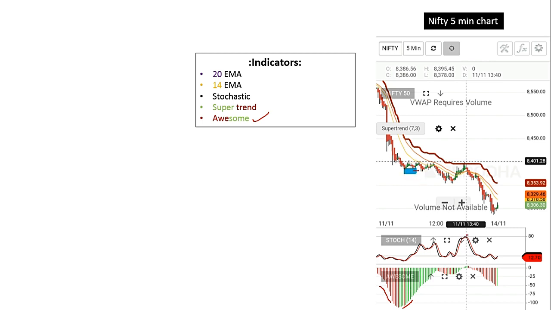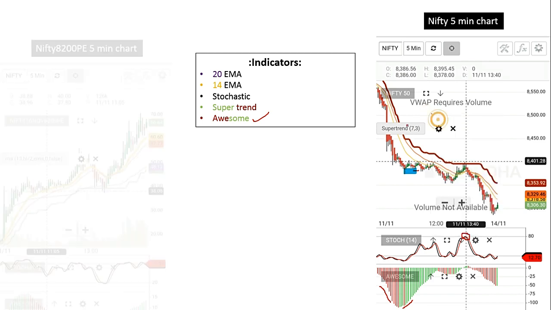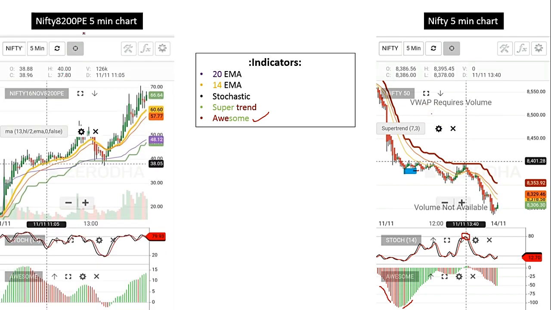As per our strategy, we saw the stochastic hitting the 80 level on the Nifty at 1:40 p.m. in the afternoon, where it hit close to 8,400 levels. As our strategy says, we need to trade along the trend. We need to enter either the 8,300 put or the 8,200 put. Here is the 8,200 put 5-minute candlestick pattern.